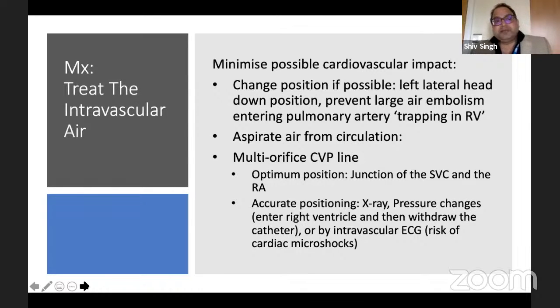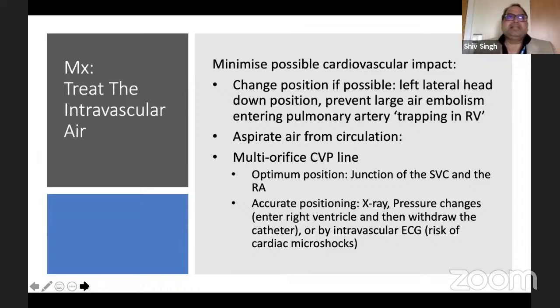Then there is management of the intravascular air. We need to minimize the cardiovascular impact of the air going in. So you put the patient into the left lateral position with head down so that the air is trapped in the right ventricle. And if you are expert, you can put in a central line with a multi-hole lumen and aspirate the air from the circulation.